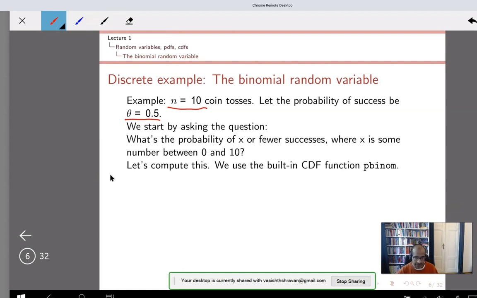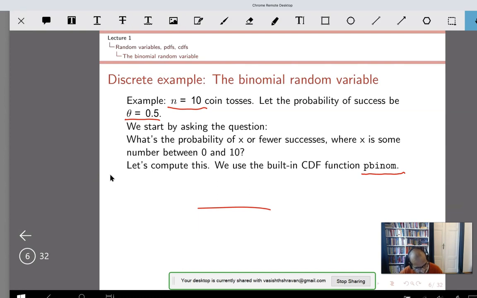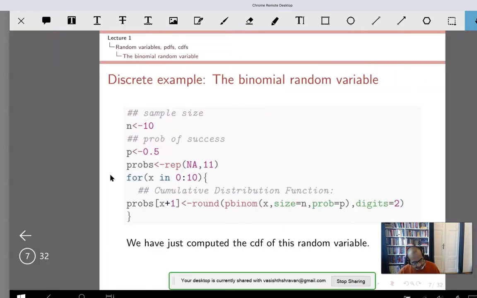Okay, so let's do this ourselves. Okay, in R, there's a function associated with the binomial random variable called pbinom, which computes this cumulative probability for you. Okay, so that's what I'm trying to show you right now. All right, so let's try this. Okay, what we are doing now is we're going to compute the cumulative distribution function using the pbinom built-in function in R.